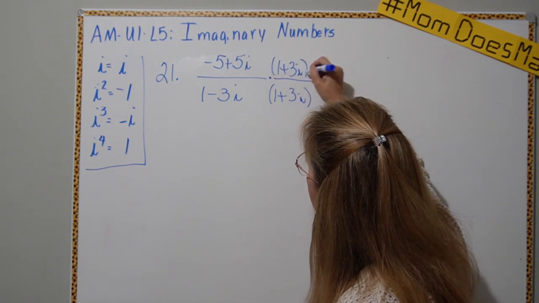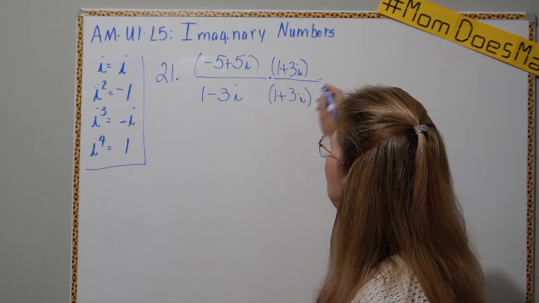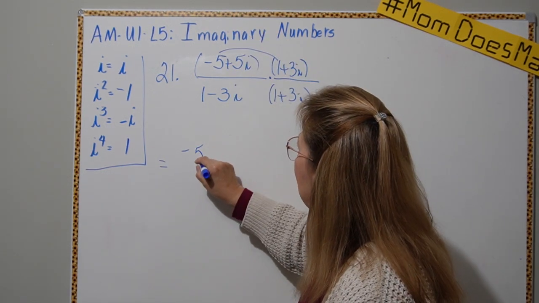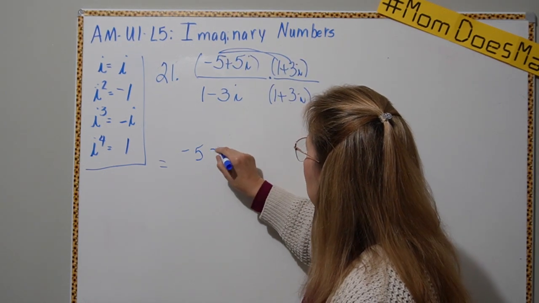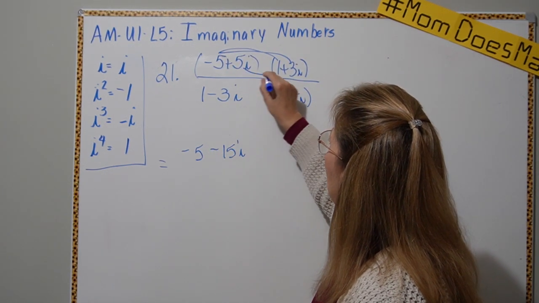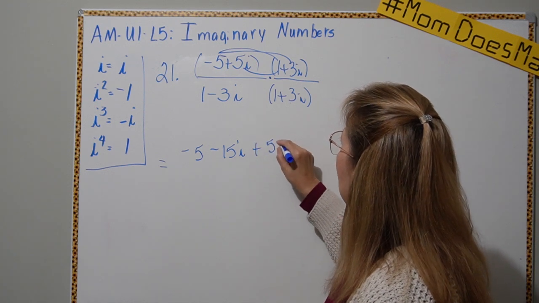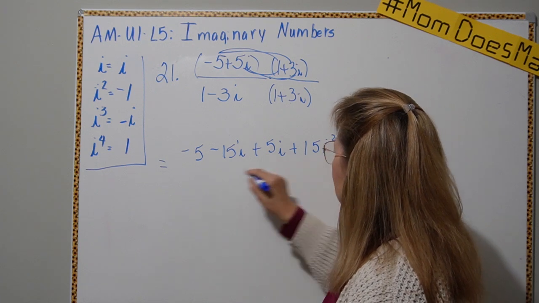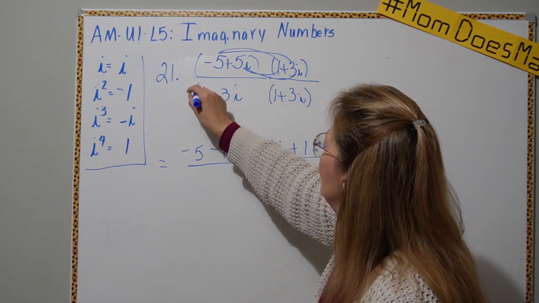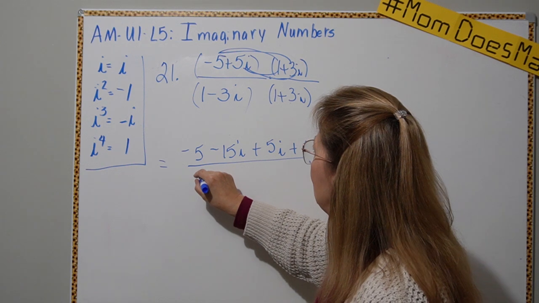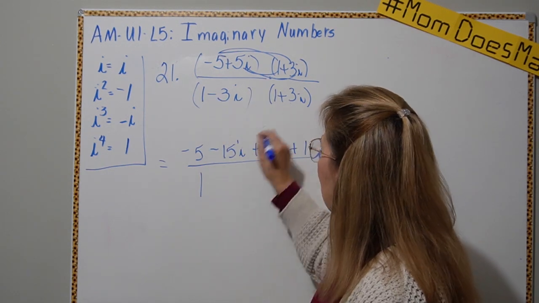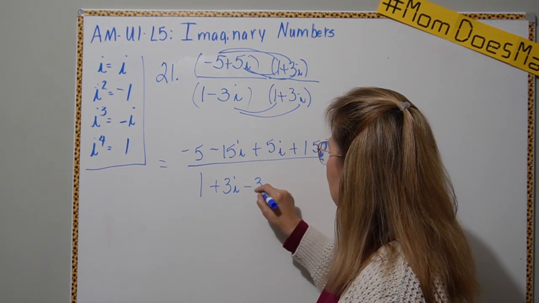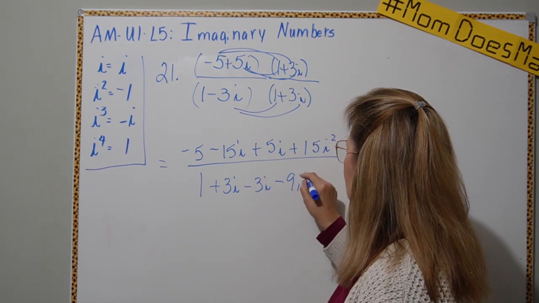All right. So on the top here, I have binomial times binomial, so I'm going to FOIL it. Negative 5 times 1 is negative 5. And that's going to be minus 15i. And then plus 5i and plus 15i squared. All right, and then under here, when I FOIL it, I'm going to get 1. 1 times 1 is 1. And plus 3i. And then these two is going to be minus 3i and minus 9i squared.